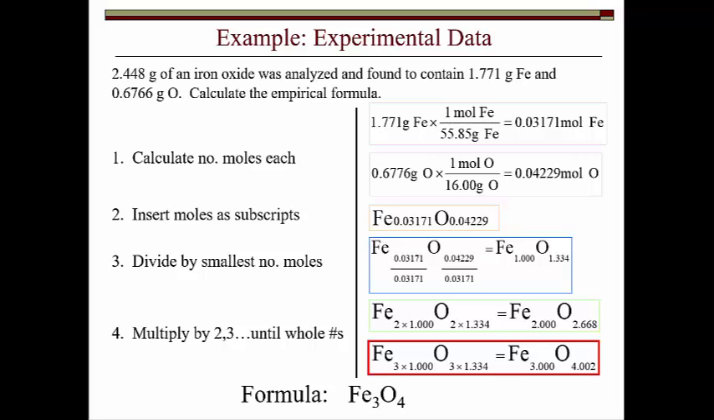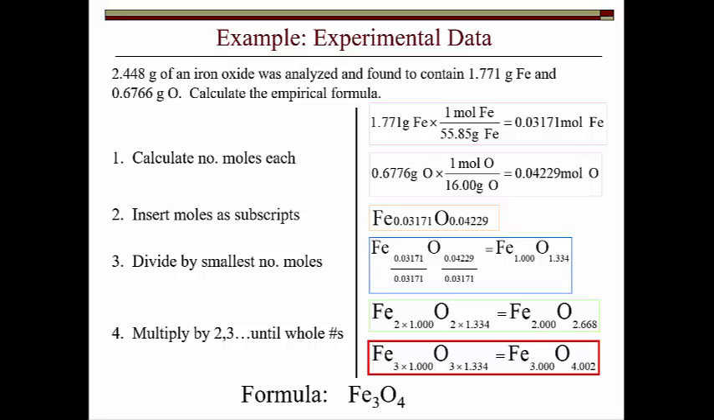Okay, so let's look back at this slide again. First step, calculate the number of moles. Second step, use those moles as subscripts, even though they're messy. Then you're going to divide by the smallest number you have there, the smallest subscript you have. Lastly, if necessary, if you still don't end up with whole numbers, then you're going to multiply them all by 2 and see if that gives you a small whole number. You're going to multiply them all by 3 if you need to. If that gives you a small whole number, then you stop.